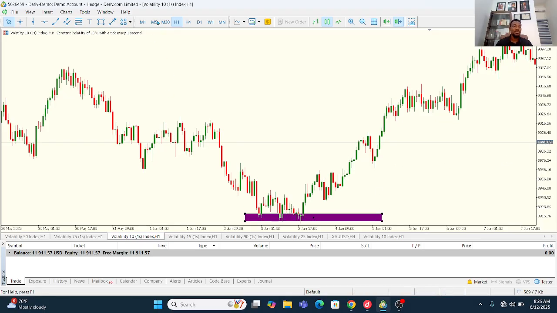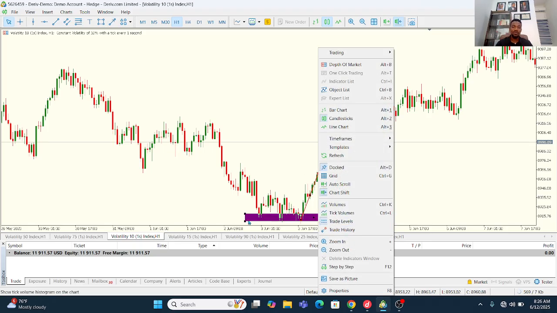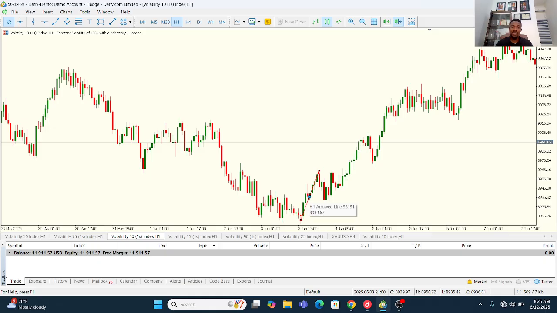How do we enter? If you look carefully, you will see that we had this movement. We had a run like this. Then we had a pullback. You see it? And we had another run. It's just like what I did earlier. You have a run, you have a pullback, and you have another run. That's what is here now. A run, a pullback, run.